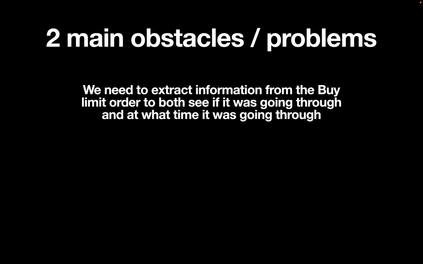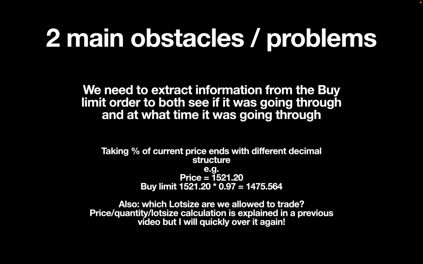We need some information on the buy limit order to extract if it was going through or still pending, and also for the time step evaluation at what time it was going through. Also, by taking a percentage of a current price, we are ending up with different decimals. So as an example, a price of 1521.20 will end up with 3 decimals. Also, we need to make sure that we are only passing a tradable lot size to our buy limit order. I've already covered that in a previous video, but we'll quickly go over that again.